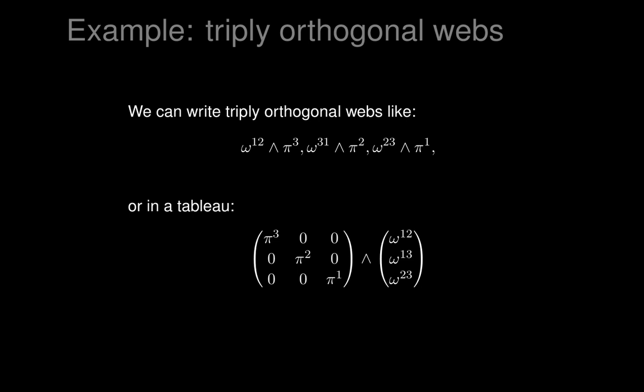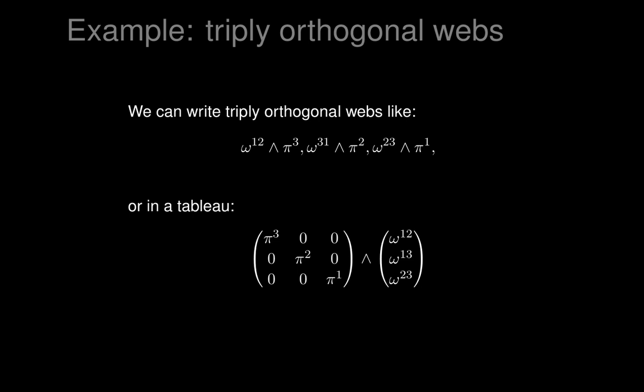Each of the differential forms in our exterior differential system is going to be a row in our tableau. So we have some basis for our exterior differential system, and we write each basis element as a row of the tableau. The tableau will always have one forms in a matrix of pi's, and then it'll be wedged with a column of omegas. The omegas, in this case, for example, are two forms. None of them are one forms. There are just two forms. Omega 1, 2 is omega 1 wedge omega 2.